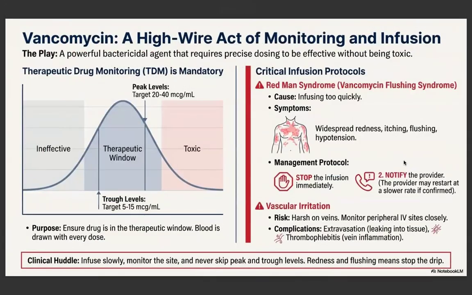Okay, so vancomycin. I mentioned before, it's got a very, very narrow therapeutic window, right? Anything below 5 is going to be ineffective, and anything above 15 is going to be toxic. So we have to make sure that we are keeping that trough level in the proper area, and our peak levels, the peak of the medication's effectiveness, should be between 20 and 40 micrograms.